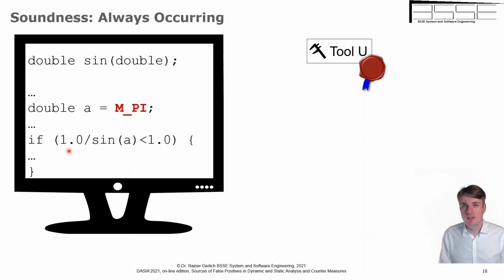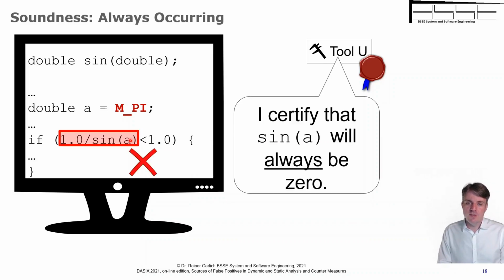On the other hand, there are faults that are always occurring. For example, here when we assign pi to the variable and also not change it again before we get to this statement here, then sin a would be 0, and this would be a division by 0. And if a sound tool tells us that sin a will always be 0 in all cases that we get to this statement, then due to the soundness, we should be able to trust this tool.